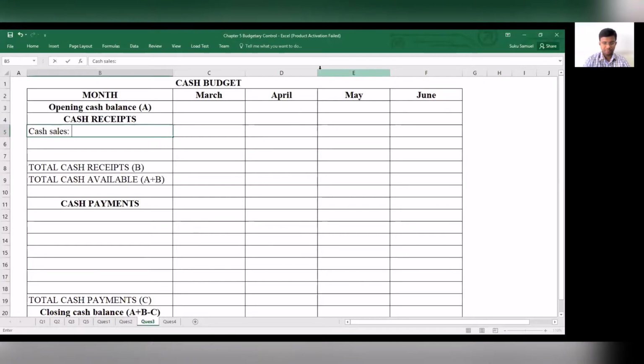Cash sales, 50%. So what we can do is put it like this: sales, and cash sales of 50%. Then we have credit sales at 50%. So these are the two items that we have with respect to the sales.